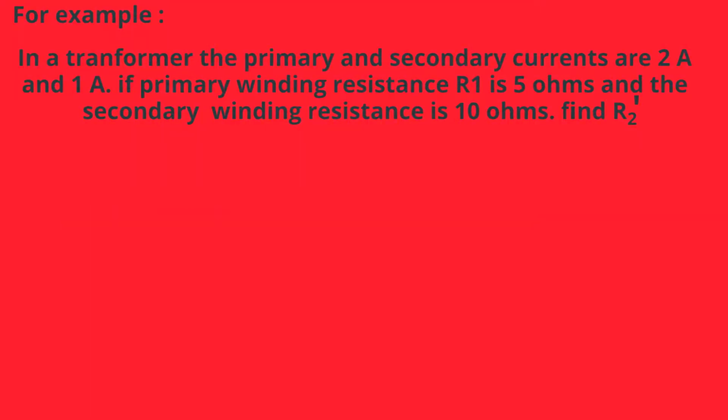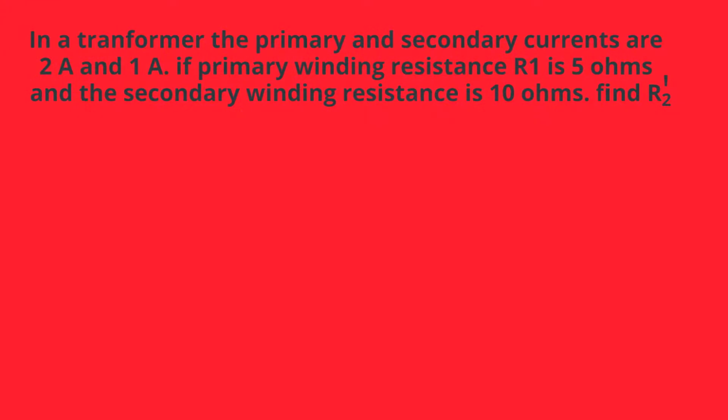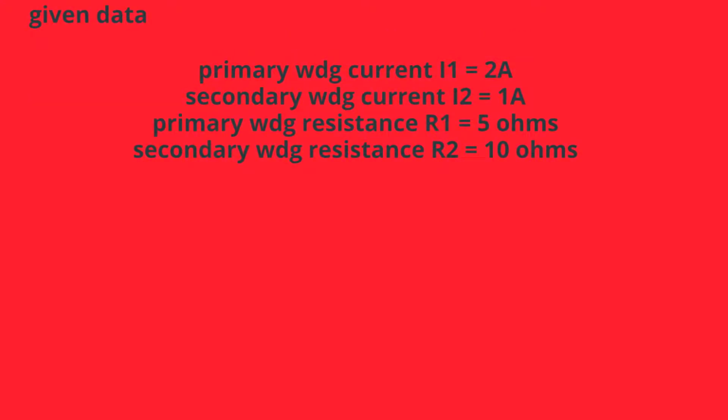Let's take an example for better understanding. Suppose in a transformer, the primary and secondary currents are 2 ampere and 1 ampere. If the primary winding resistance R1 is 5 ohms and the secondary winding resistance is 10 ohms, we need to find R2 dash. Writing the given data: primary winding current I1 is 2 ampere, secondary winding current I2 equals 1 ampere, primary winding resistance R1 is 5 ohms and secondary winding resistance R2 equals 10 ohms, and we need to find the shifted resistance R2 dash.